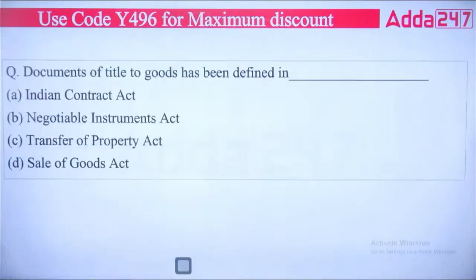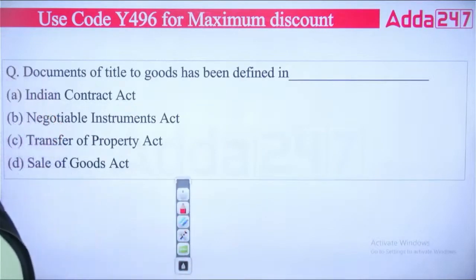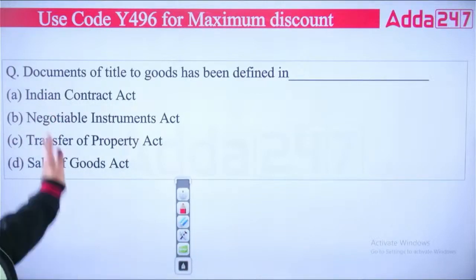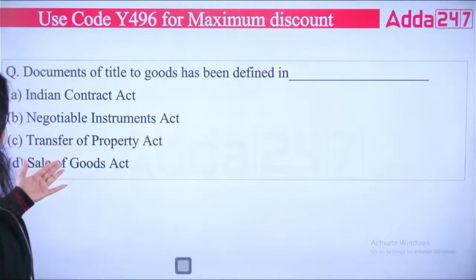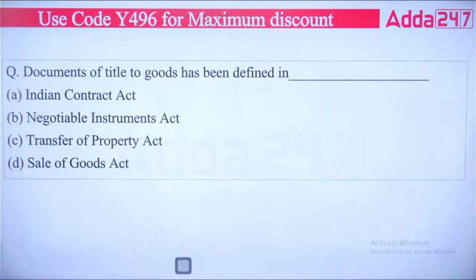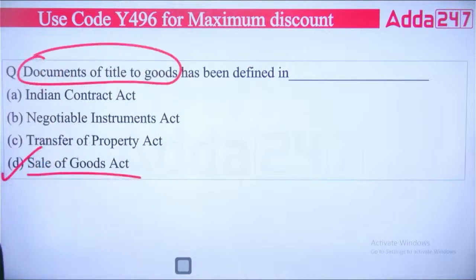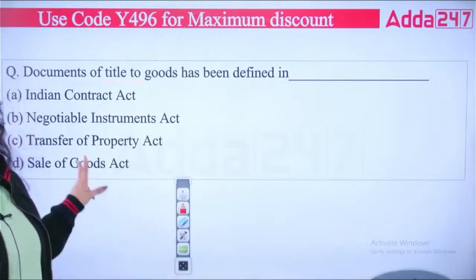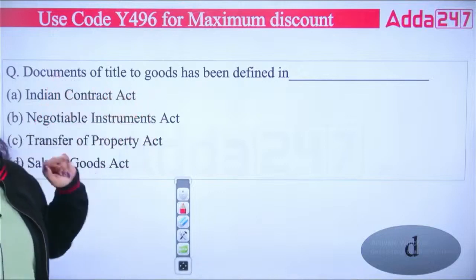Next question. Documents of title to goods has been defined in which particular act? Indian Contract Act, Negotiable Instruments Act, Transfer of Property Act, Sale of Goods Act. A, B, C or D. So you are talking about a document of title to goods, so obviously it will be defined in the Sale of Goods Act. So the right answer is D. The Sale of Goods Act talks about the documents of title to goods.